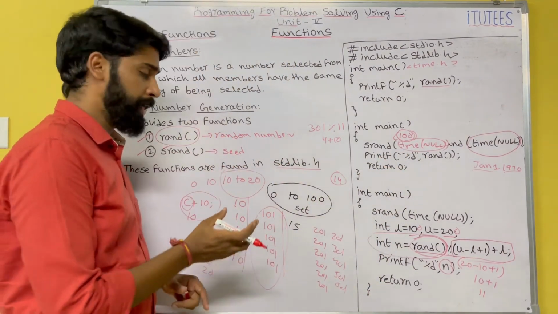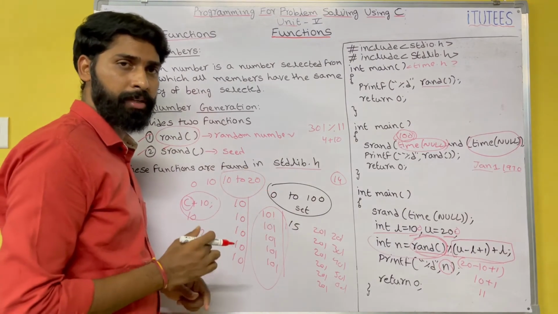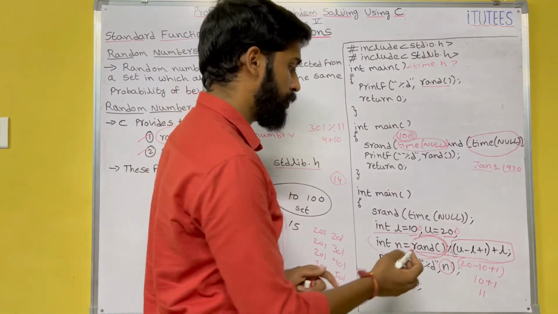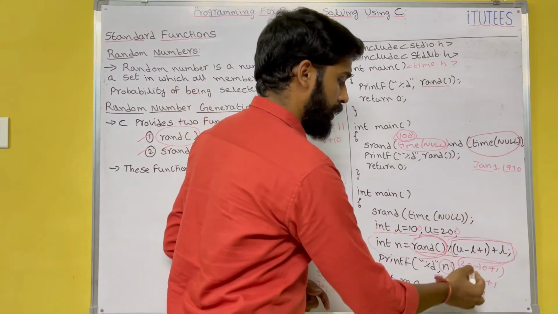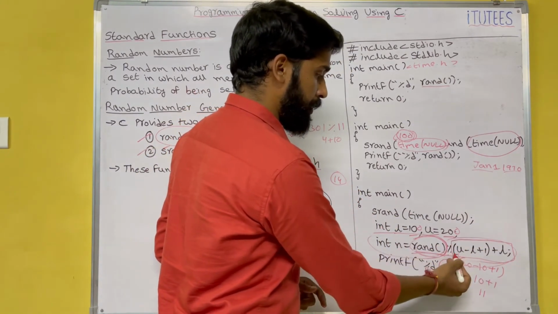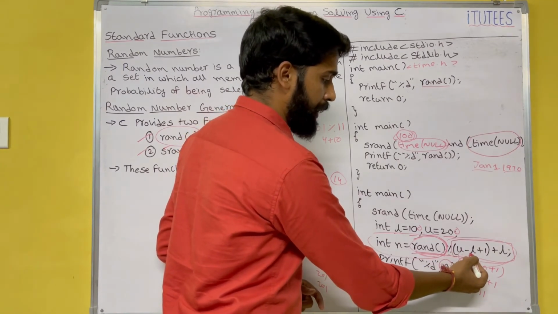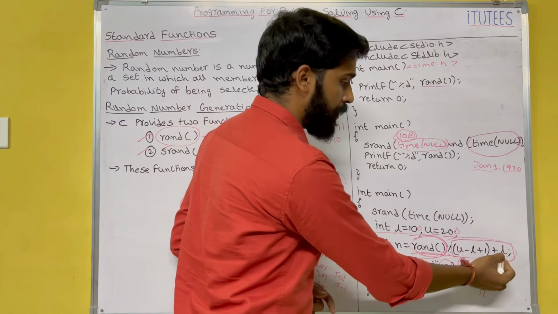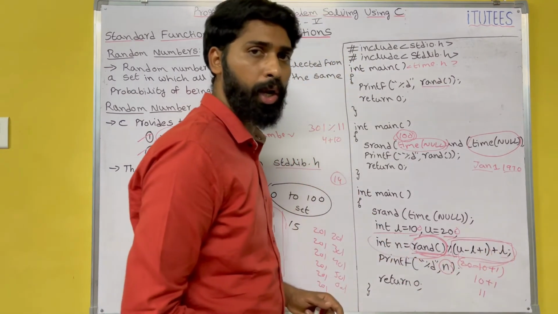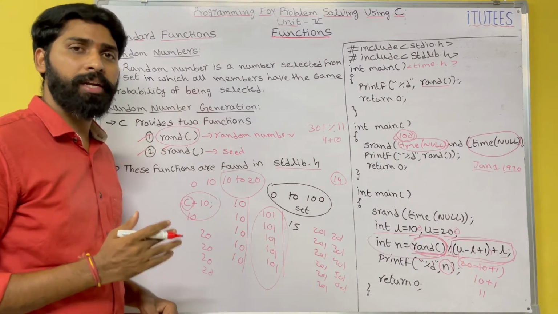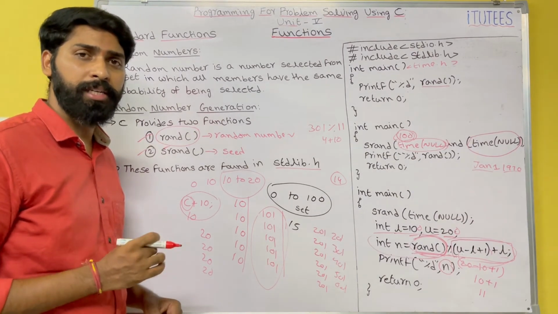But if you want a random number from a set, then we are going to use the lower and upper bound, and we are going to use this formula. For the random number, we are going to find the remainder, that is u minus l plus 1. After that, for the result, you are going to add the lower bound. I hope you all understand how to generate the random number in C language.